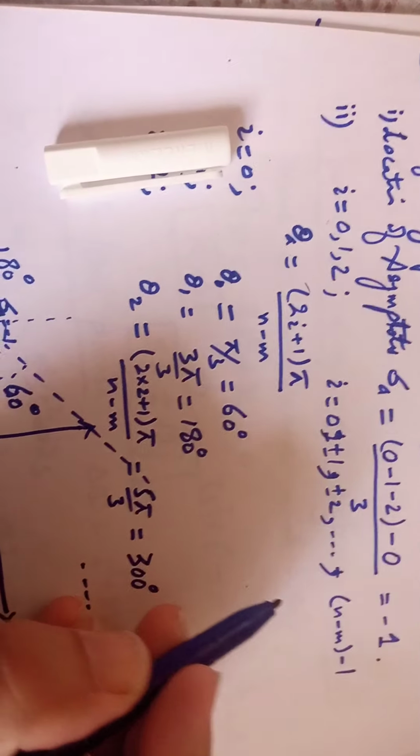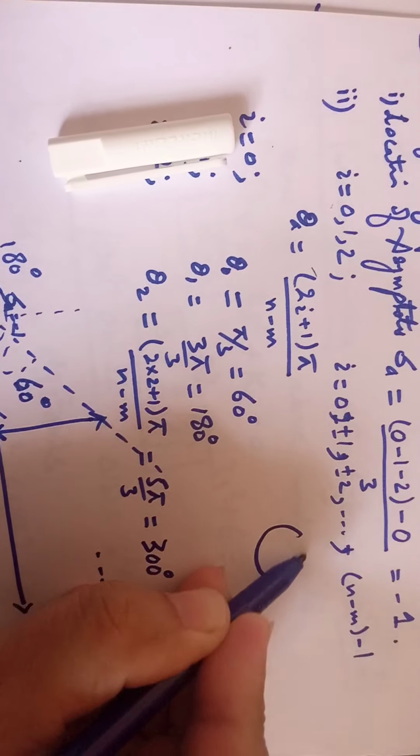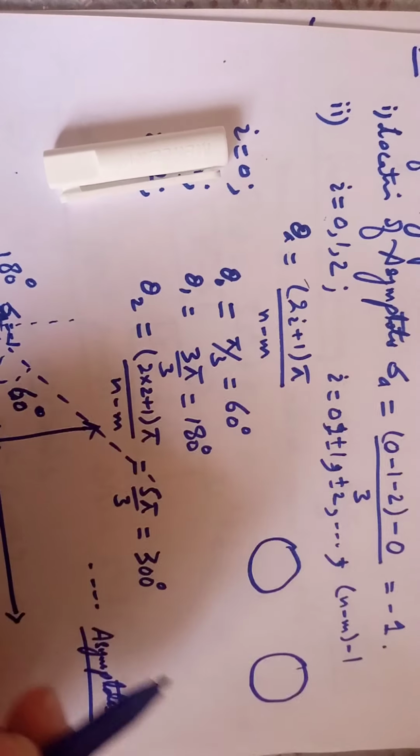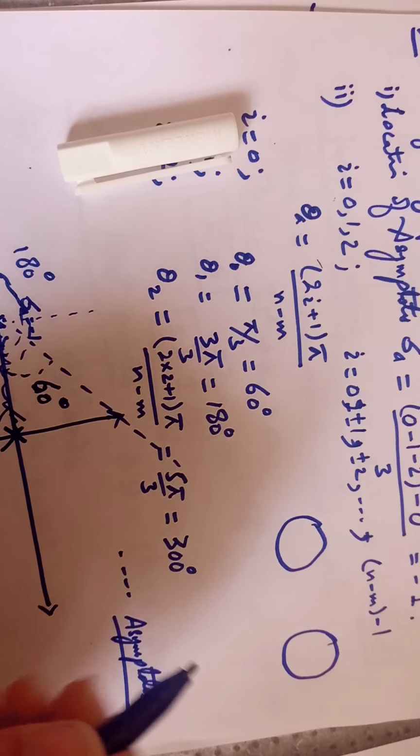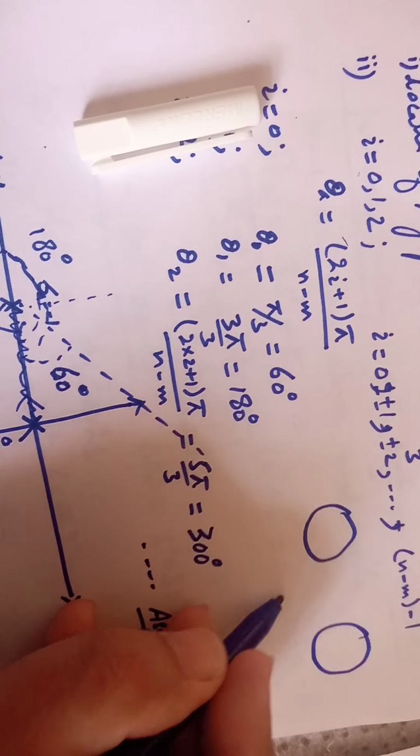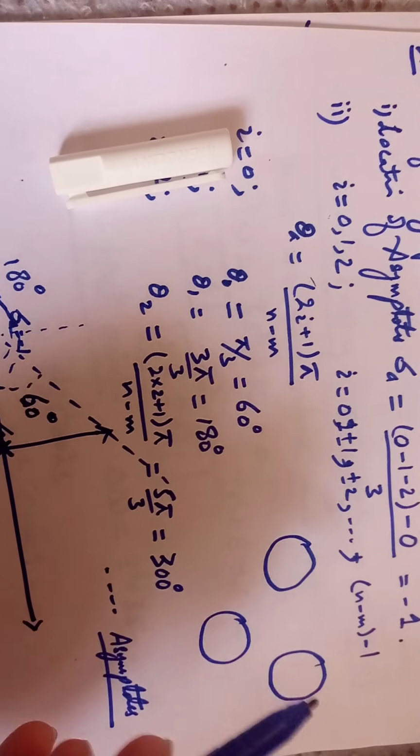The other way, as I told you in freehand sketching, is that you have to make a circle here. So this is the circle. We have to divide it into 3 parts.